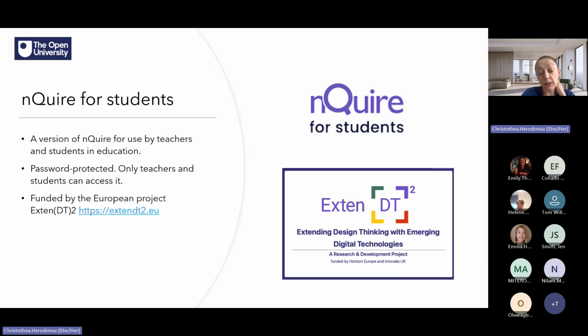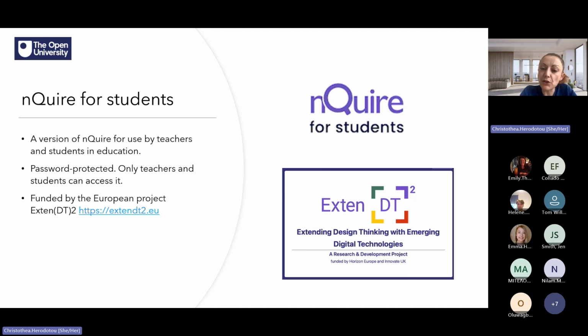One of our latest developments is a version of nQuire for students. So this is part of the Horizon funded project that started 3 years ago. It is focused on teaching design thinking to students. And for those who are familiar with design thinking, some phases of it relate to understanding the human needs. So we developed a version of nQuire that could be used to teach students how to design a study. We call it nQuire for students.